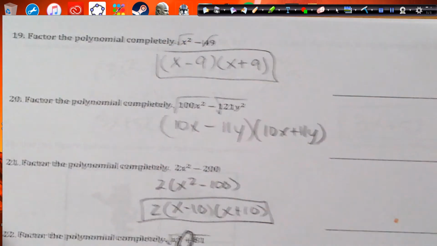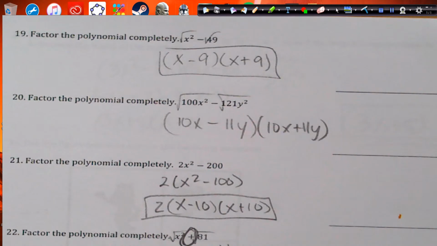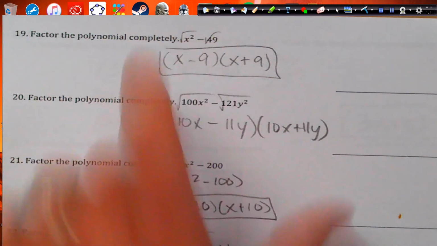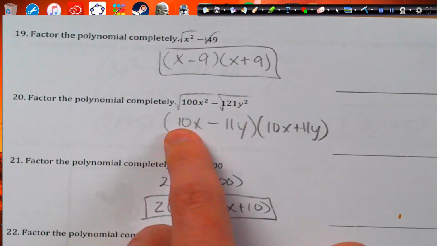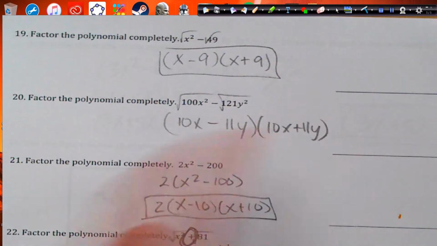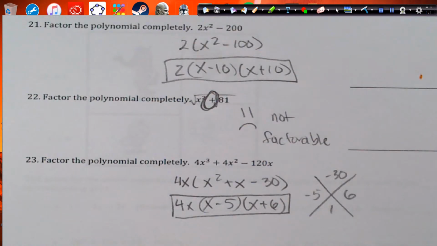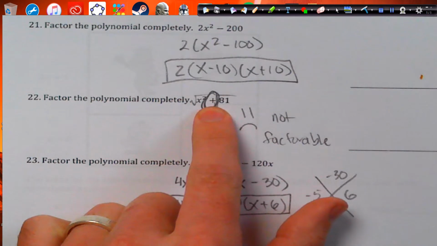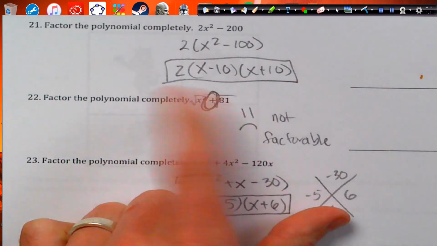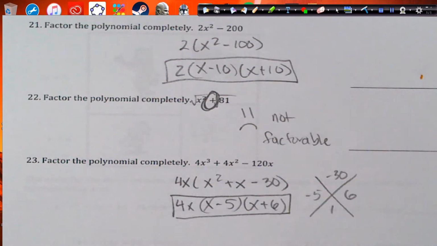Alright, now we get to the difference of perfect squares. We're going to notice there's a perfect square, and a difference, so it's a negative, so we can do this x minus 9, x plus 9. Same thing here, different sign, both perfect squares, so 10x, 11y, 10x, 11y, negative and positive. Number 14 is a good one because 2 is not a perfect square, but you can factor 2 out, which leaves me with x squared minus 100, which is a difference of perfect squares. Number 22, that plus sign right there is my key that this is not factorable by difference of perfect squares, and there's no GCF, so it's just plain not factorable.